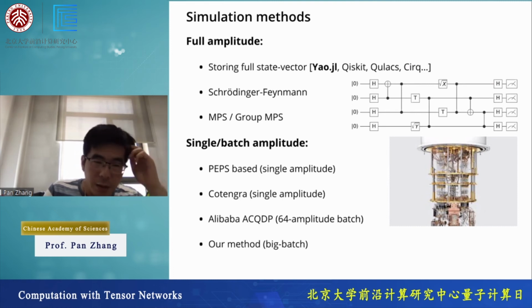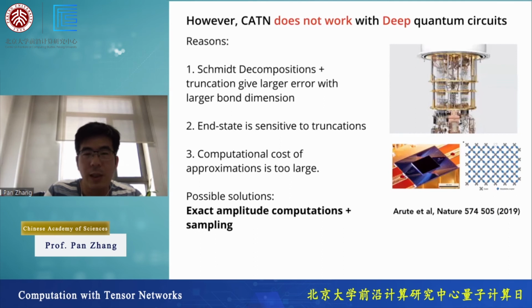Another kind of method is to say that we do not store all the possible amplitudes in the final state. We just compute one amplitude at a time. So this is known as the single amplitude computation method. You can use the PEPS-based method, which is a classic one studied in quantum many-body physics. And recently there are some more advanced methods I will introduce later.